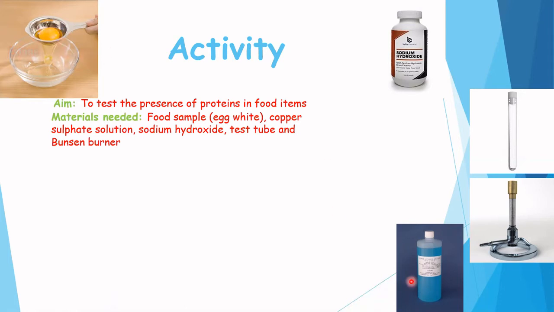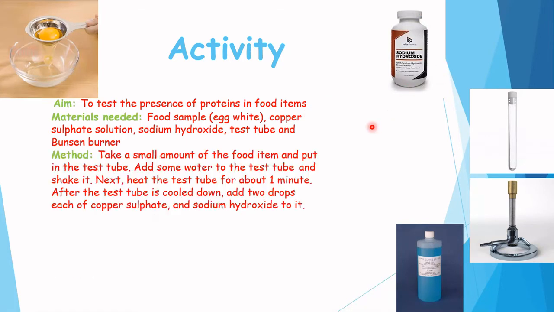Then copper sulfate solution. This in the bottle of blue color is the copper sulfate solution. Then sodium hydroxide. This is the sodium hydroxide. Then test tube and Bunsen burner.